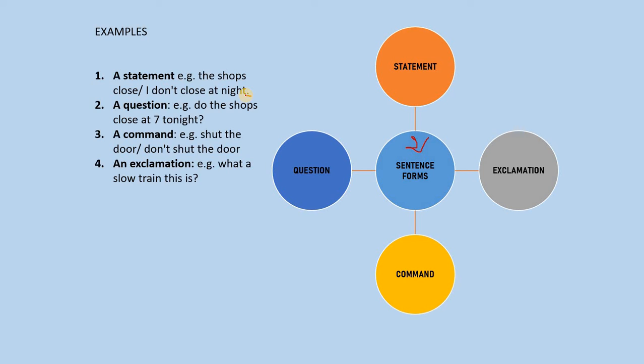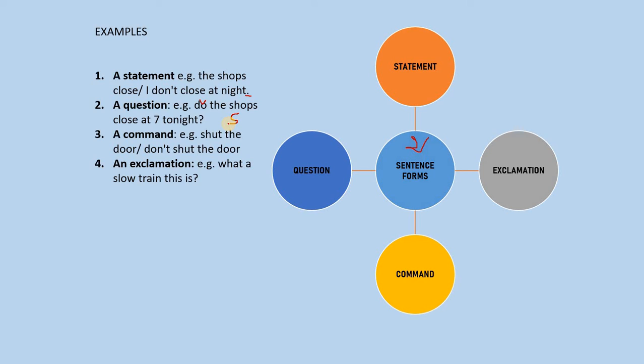A question. The question is normally a sentence that is not arranged like the other declarative sentences. So here I put the verb first, then the subject, then comes another thing. For example, I say, do the shops close at 7 tonight? So here I start with the verb, then the subject.